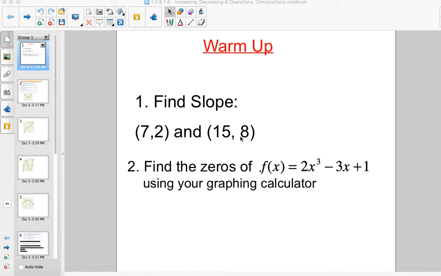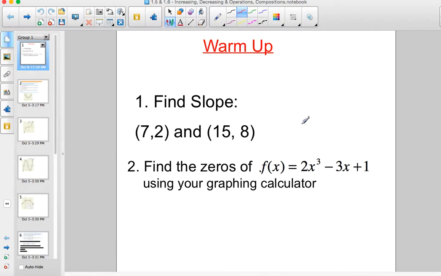All right, so the slope for this one, you should get 8 minus 2, which is 6, over 15 minus 7, which is 8. So 6/8 should be 3/4. And that should take care of that answer.